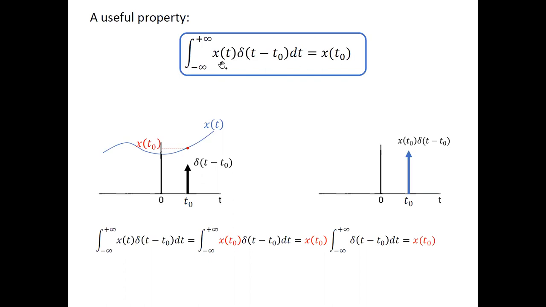Intuitively, if we have an arbitrary continuous time function x of t, we multiply it by a shifted version of the unit impulse centered at t0 and take the integral. The result is the particular value of this arbitrary function at t0. Later, I will use an example to illustrate how this property is used.